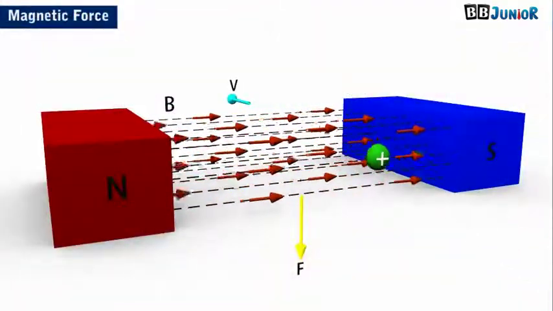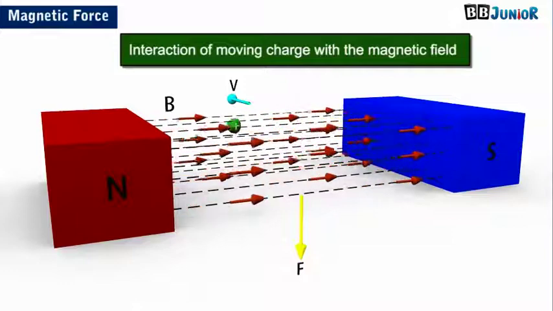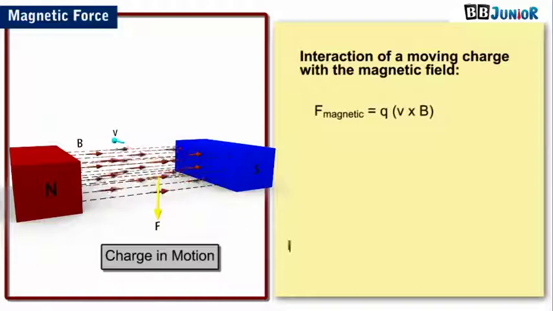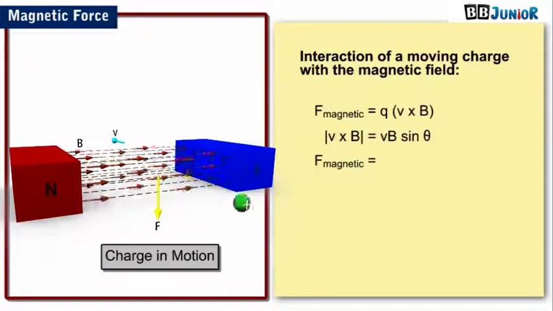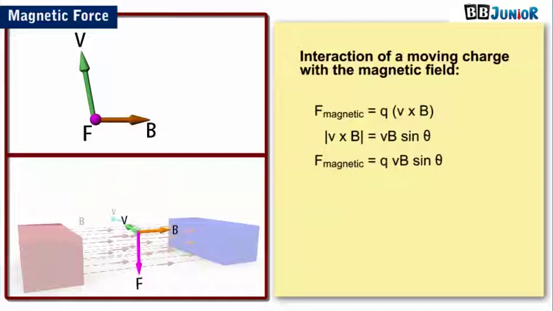Now, let us discuss in detail the interaction of a moving charge with the magnetic field. As you know, the force experienced by a moving charge due to the magnetic field is F magnetic equal to Q into V cross B. As V cross B is equal to VB sine theta, the magnetic force on charge F magnetic is equal to QVB sine theta, where the angle between the directions of V and B is theta.